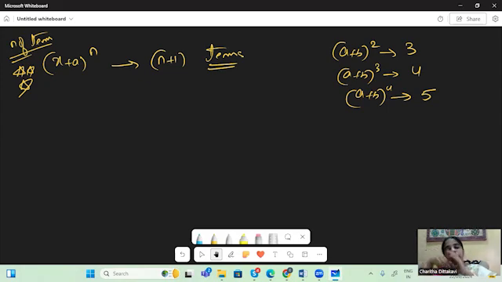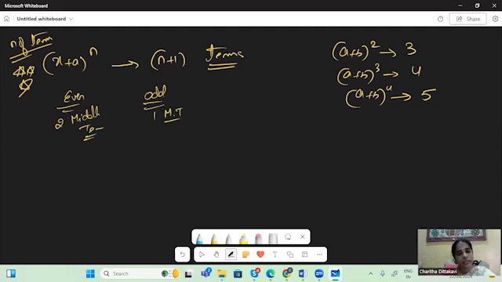If you have an odd number of values, you'll have only 1 middle term. So remember this point, even and odd. How many middle terms do we get? If the number of values we are considering is even, you get 2 middle terms. If the number of values is odd, we get 1 middle term.